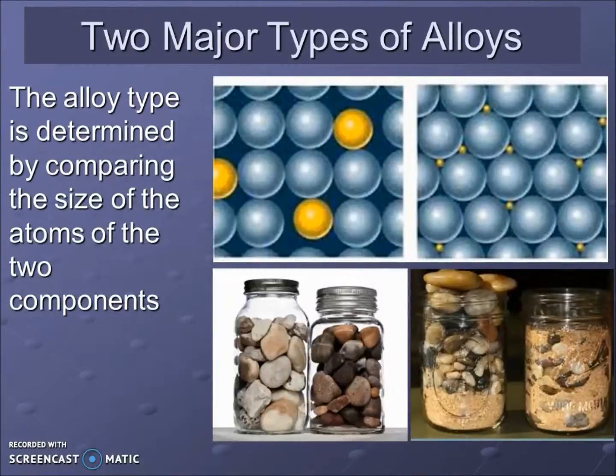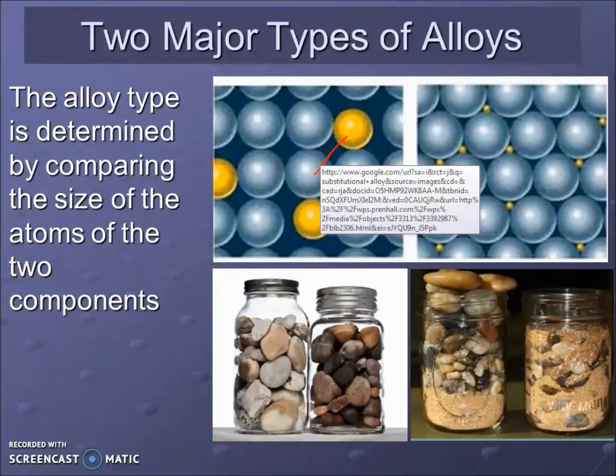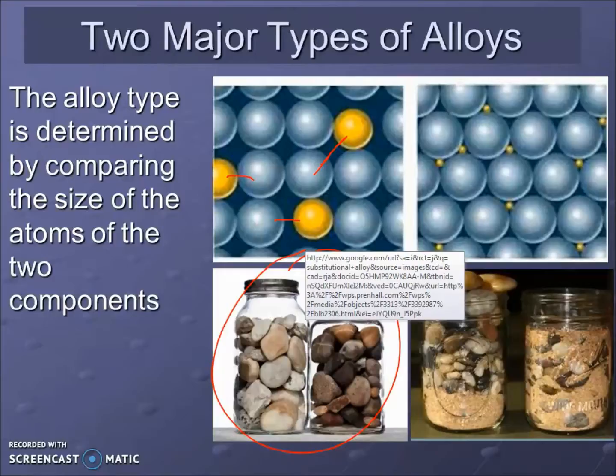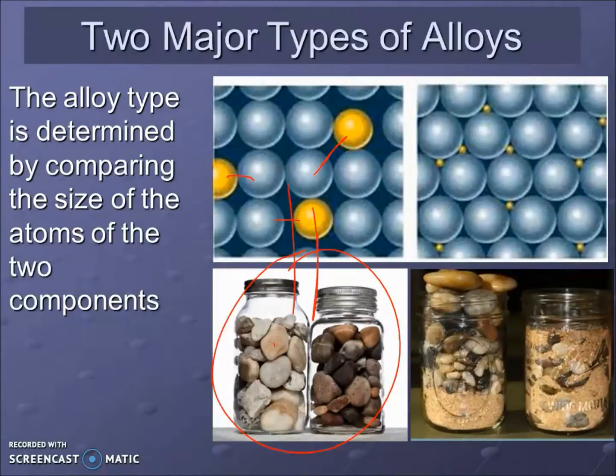Okay, now when we talk about alloys and we want to make things, there's two major categories of alloys, which have different properties. And the way we tell what type of alloy it is is by how the size of the types of atoms compare to each other. You can see in our picture here, in some cases, we have two types of atoms that are very similar in size. See here in this first example, these are very similar in size to each other. If we look at our jar of rocks here, we can see that in this example down here, the rocks are all very similar in size to each other. So these two pictures kind of go together, representing one kind of alloy.